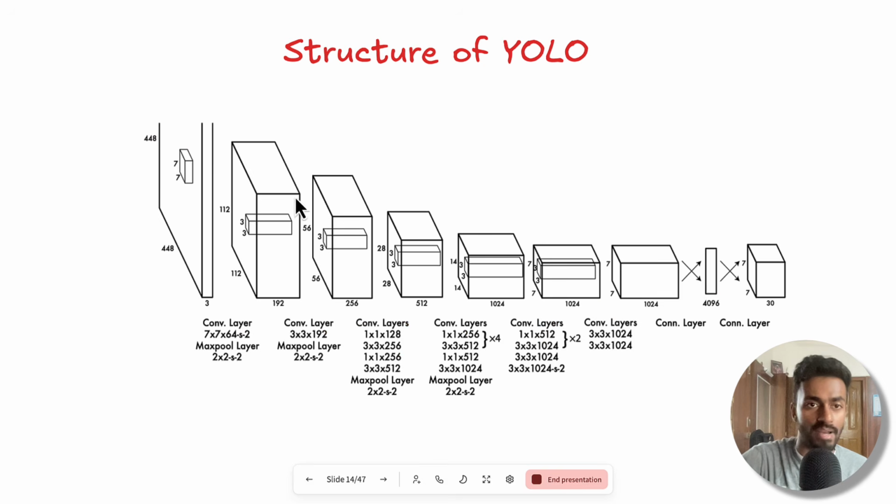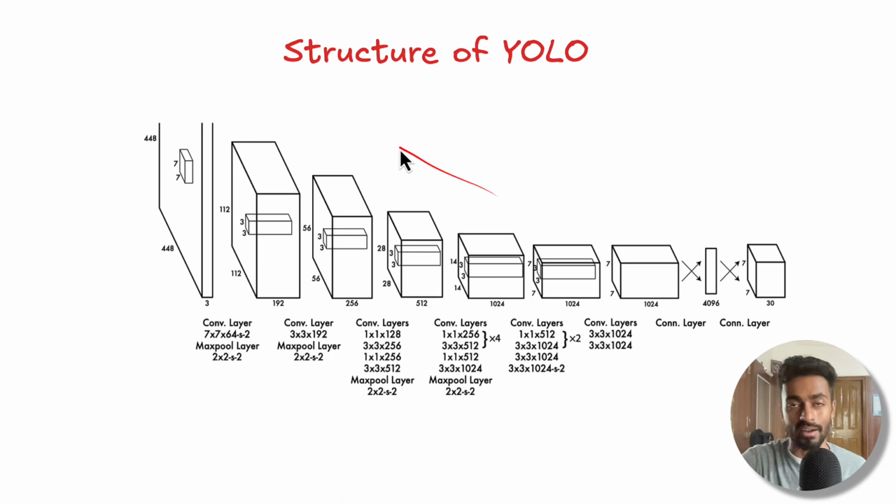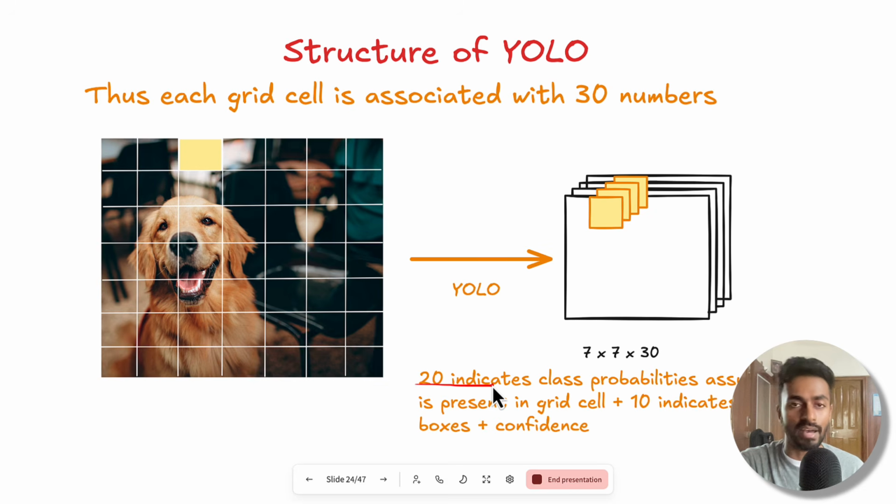We then took a look at the neural architecture of YOLO with a draw.io diagram and also understood what this 7 cross 7 cross 30 tensor represents. Essentially it's a 7 cross 7 grid of cells where 20 numbers represent class probabilities, assuming an object is present in the grid cell, and 10 numbers indicate 2 bounding box predictions along with their confidences.